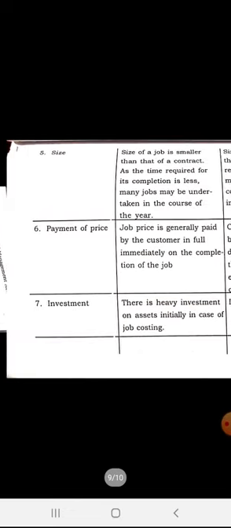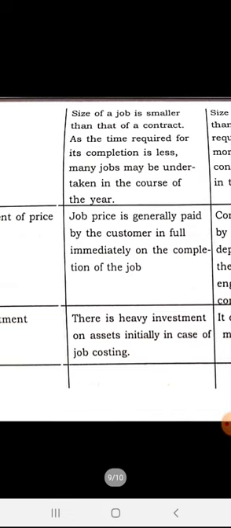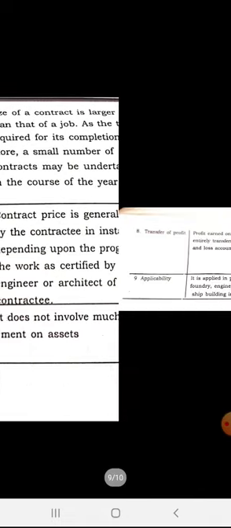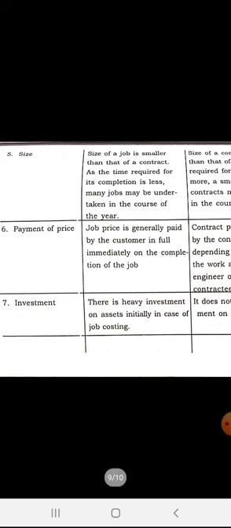Okay, next, payment of price. Job price is generally paid by the customer in full immediately on the completion of the job. After the completion of the work, they are paying. Job costing is, for example, a printing press. After the completion of the full work, customers pay the price, but under the contract, price is generally paid by the contractee in installments depending upon the progress of the work as certified by the engineer or architect of the contractee.